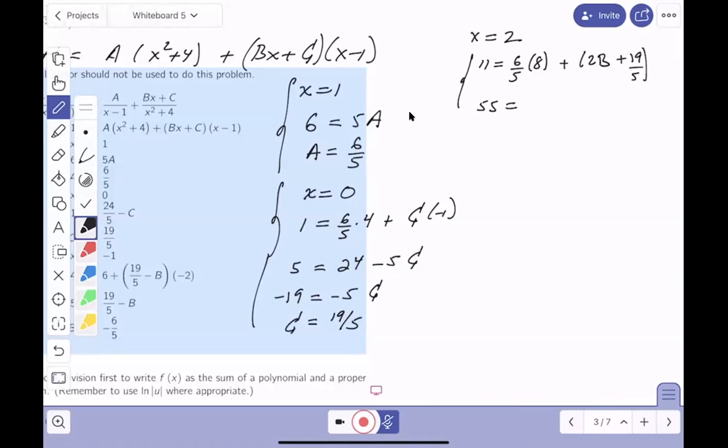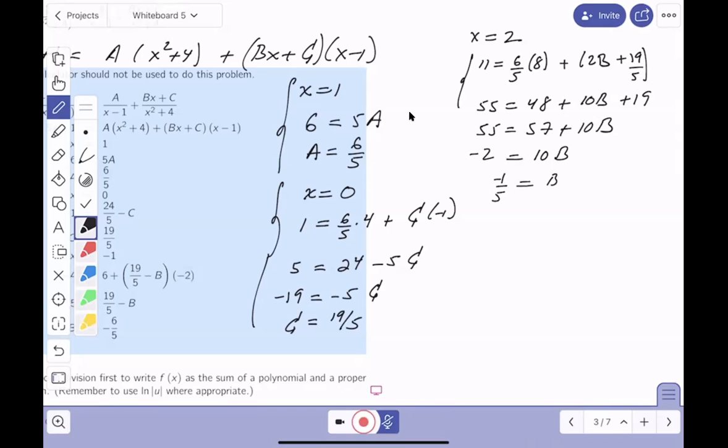And let's see, that would be 6 times 8 now, right? Because I multiplied by 5. So it's 48. And if I multiply this next term by 5, I would get 10b plus 19. Let's see, 48 plus 19 is 57, plus 10b. Take 57 from both sides, I would get minus 2 equals 10b. And then I would divide both sides by 10, and I would get b equals minus 1/5.